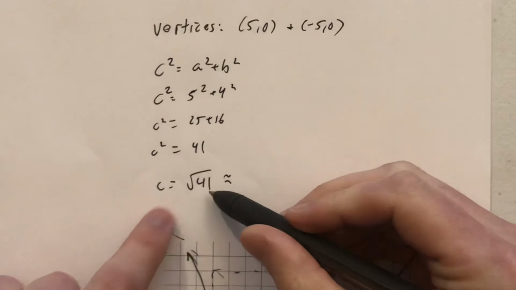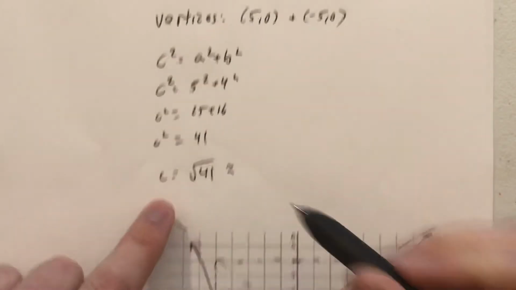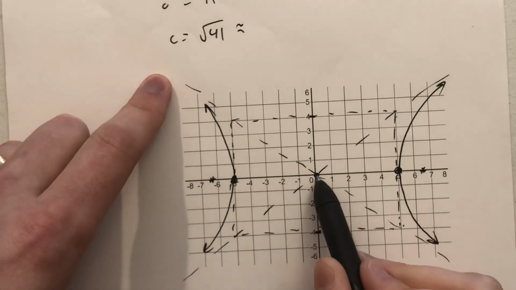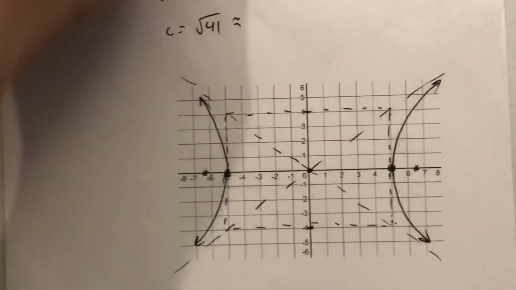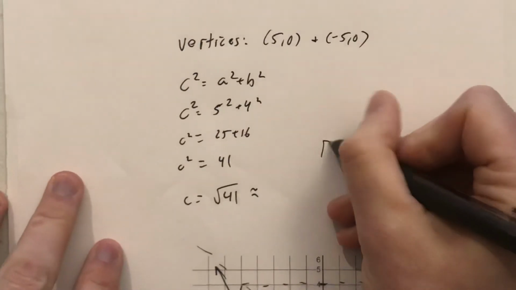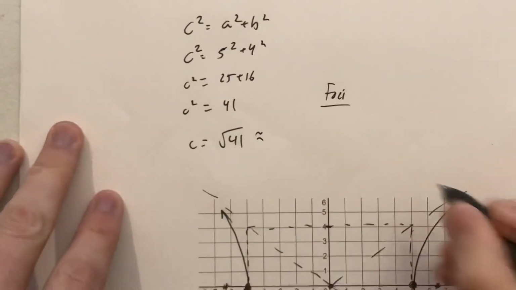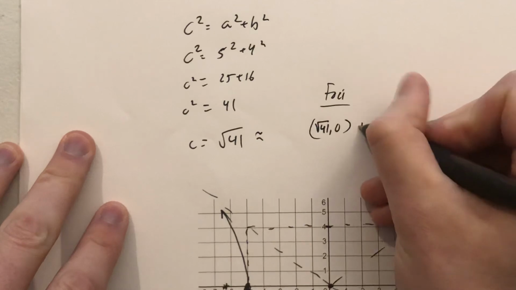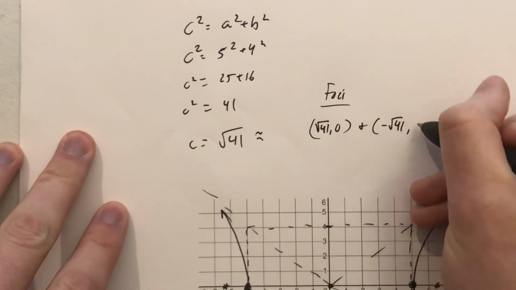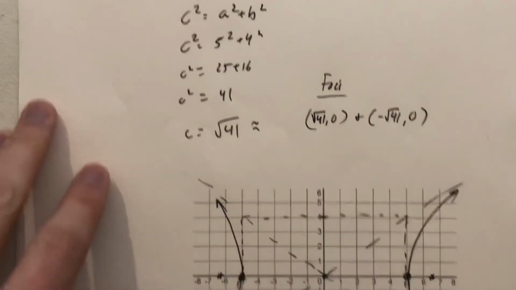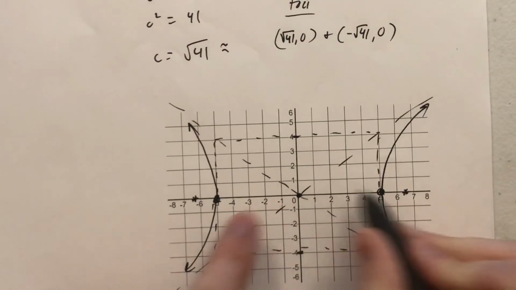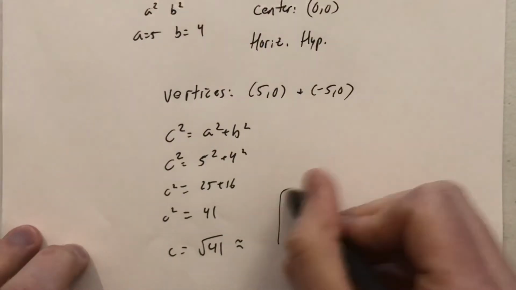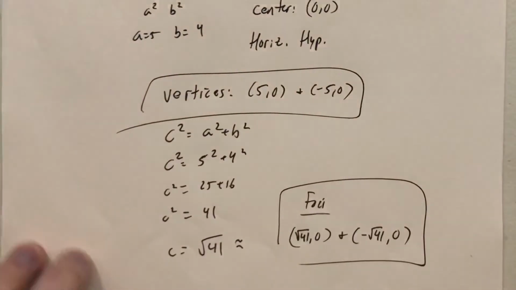But to find them exactly, we again say that this c has to get added and subtracted to the x coordinate from our center, where that distance c is to the left and to the right. So the foci are at root 41, comma 0, and negative root 41, comma 0. That's that distance c to the left and to the right of our center, which was at 0, 0. So there's our foci, and there's our vertices.